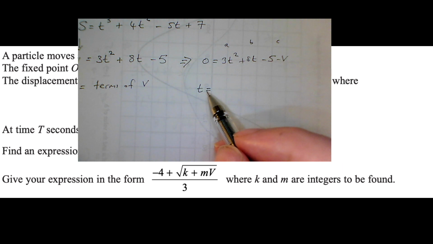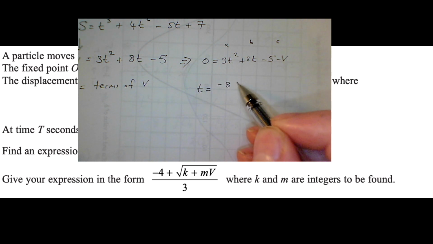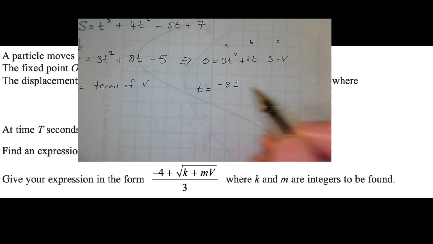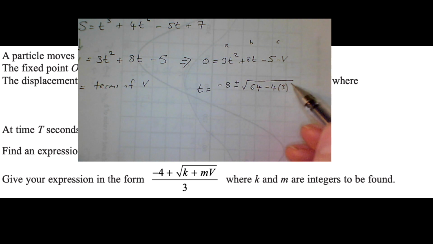Alright, so the solution, just like if we did a quadratic formula, it would say x is equal to, t is going to be equal to minus b, that's minus 8, plus or minus the square root of b squared, which is going to be 64, minus 4 times a, which is 3, times c, which is minus 5 minus v. All over 2a, which is going to be 2 times 3, 6.